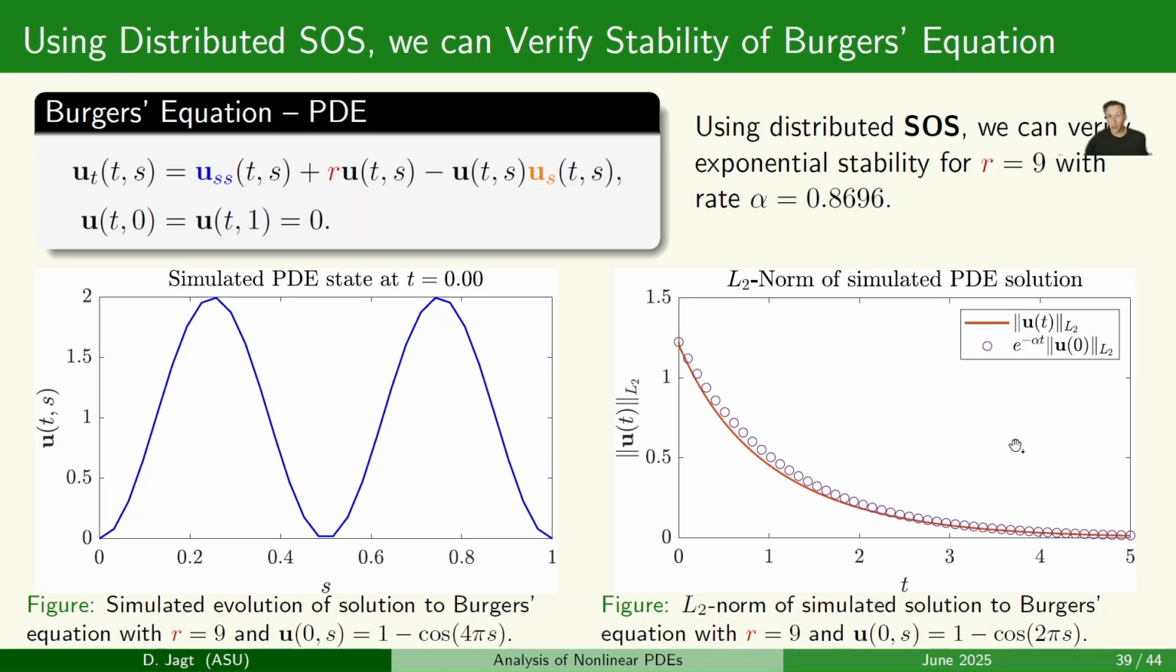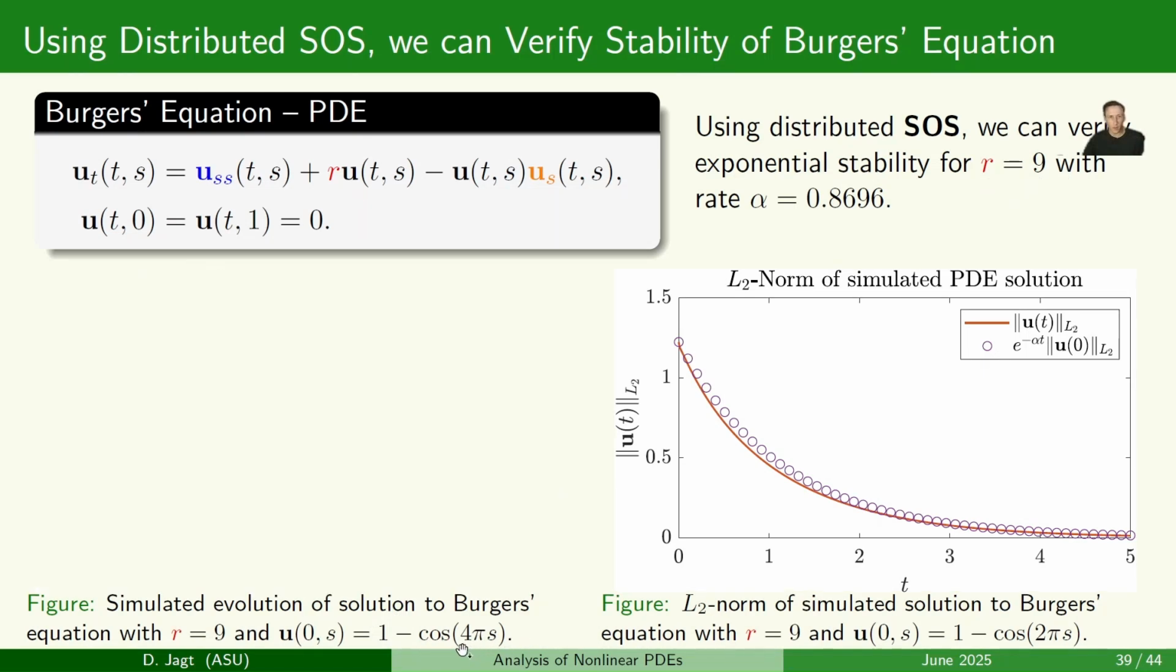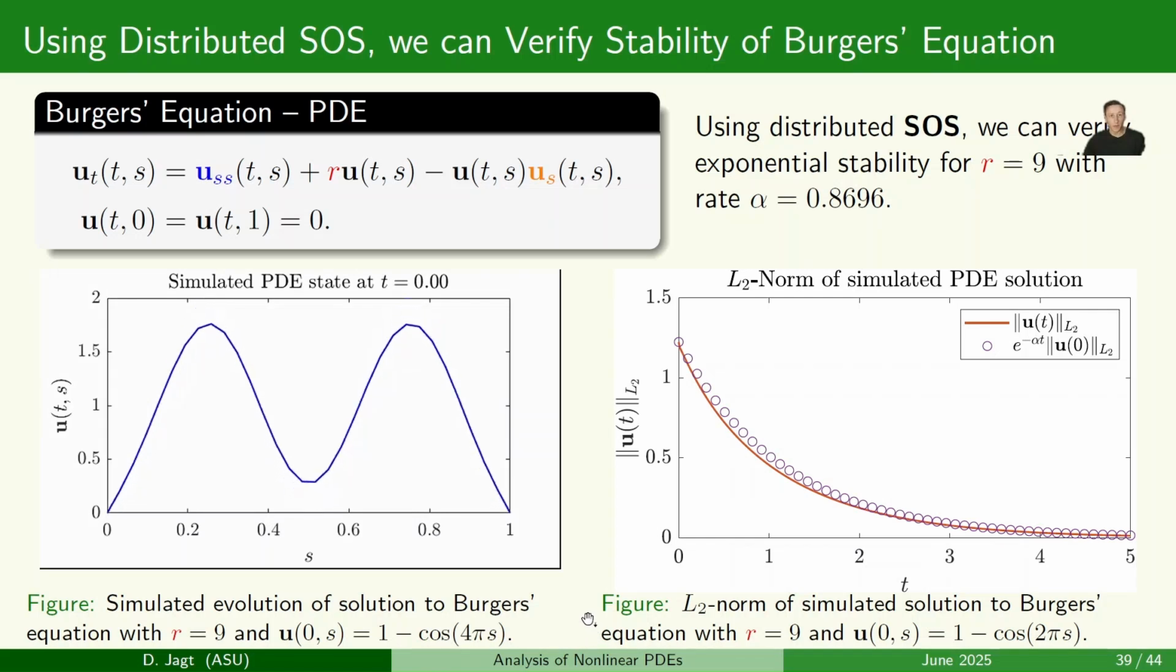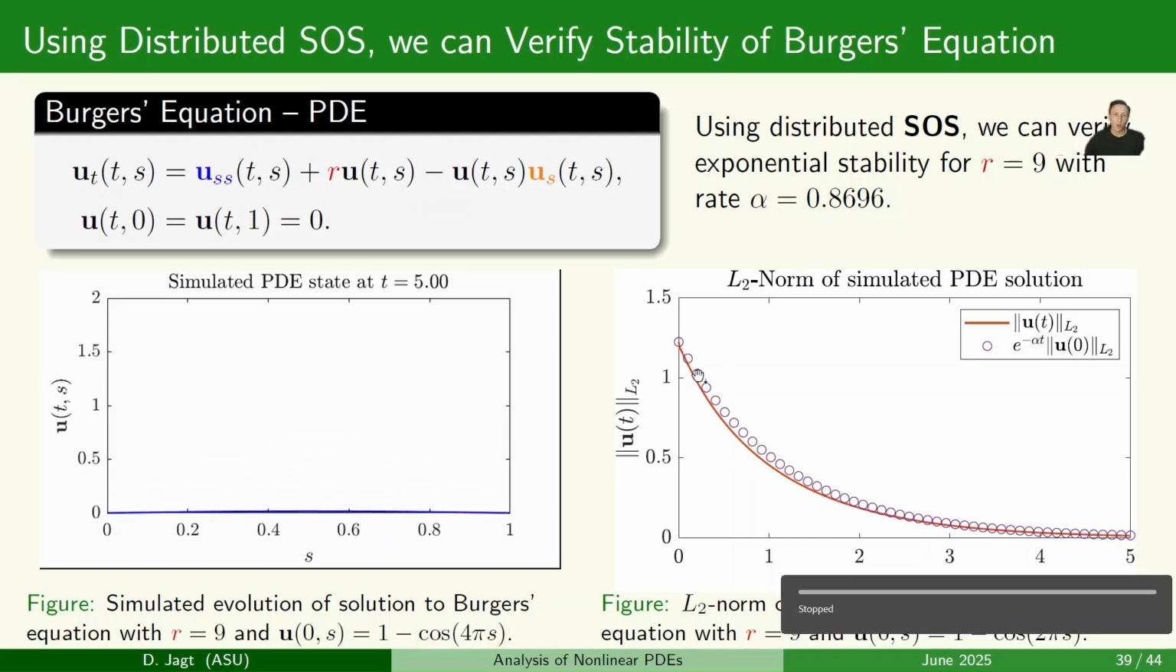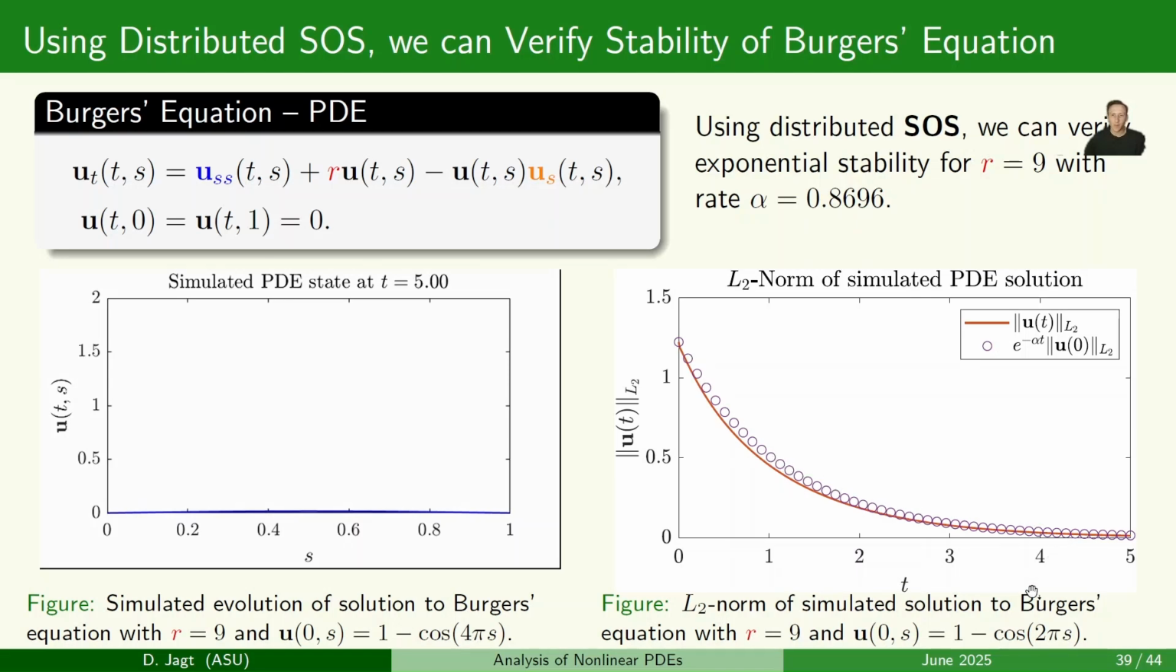And indeed, if we simulate solutions to the system for just r equal to 9 here, and starting with this cosine function over here, we note that solutions do indeed decay to 0 exponentially. So if we plot the L2 norm of the solution, we find that it exhibits this exponential decay. And in fact, the rate of decay that we are able to verify with our SOS programming appears to be quite tight for this case, at least for this initial condition.